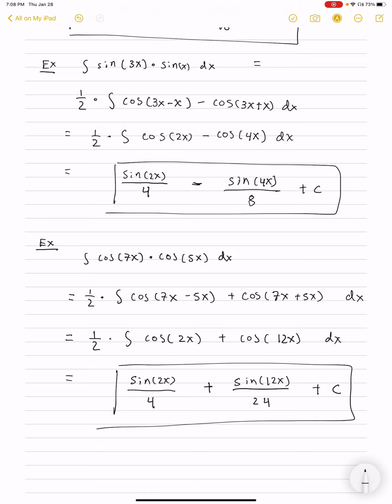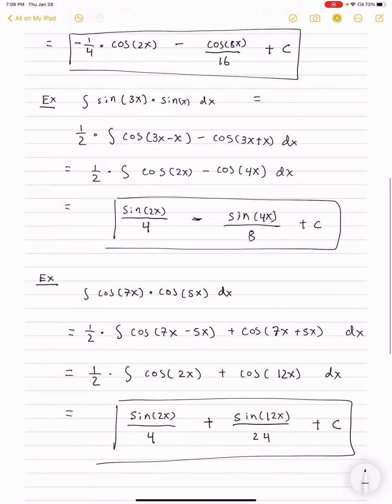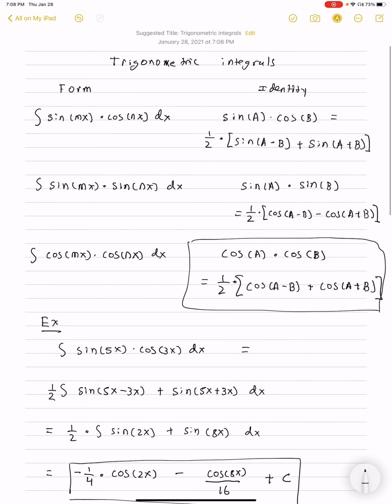And these are examples of each of the 3 forms of a trigonometric integral of sine and cosine of different angles. And the key is to use these identities.